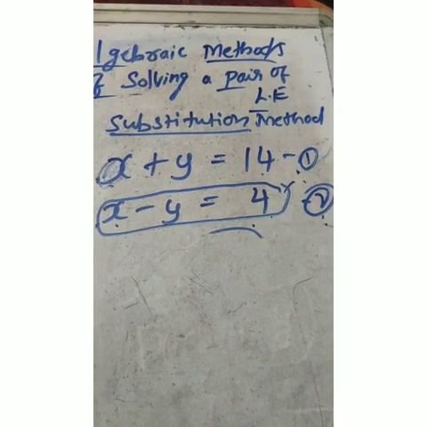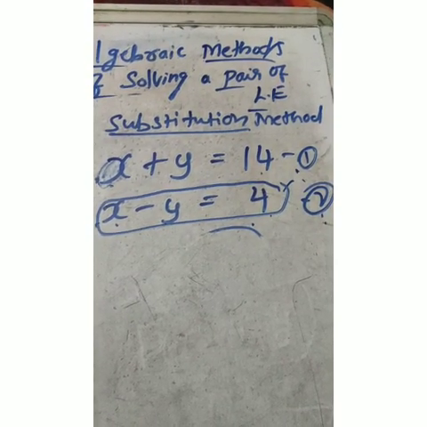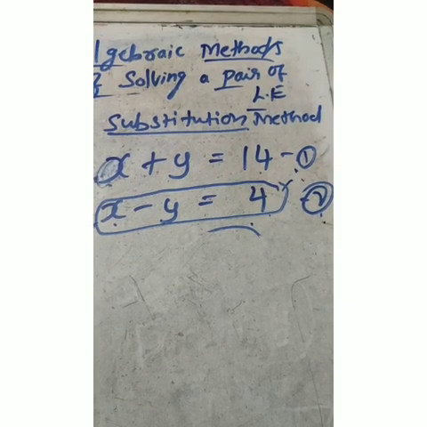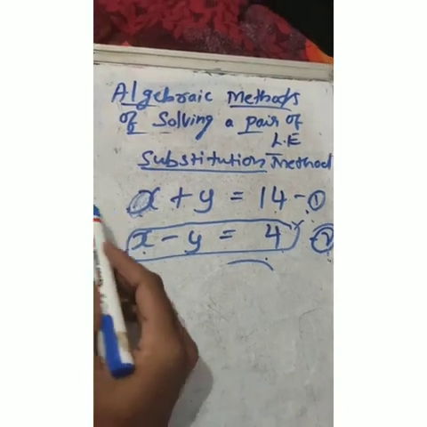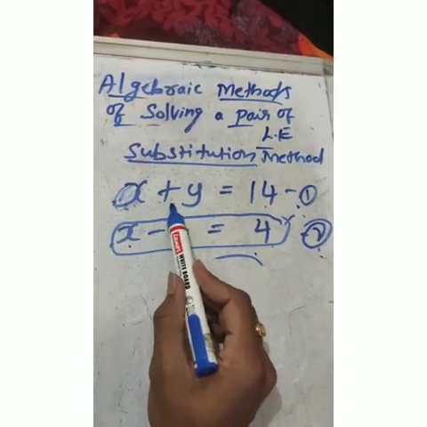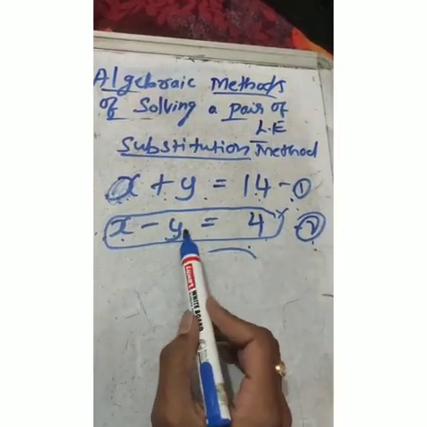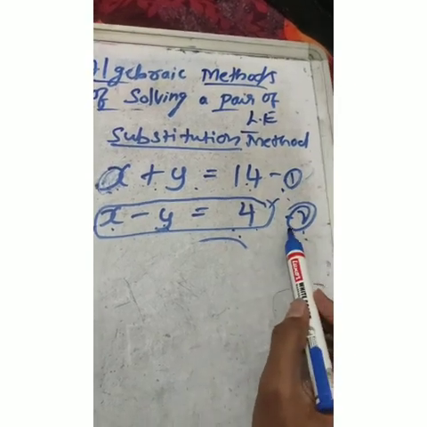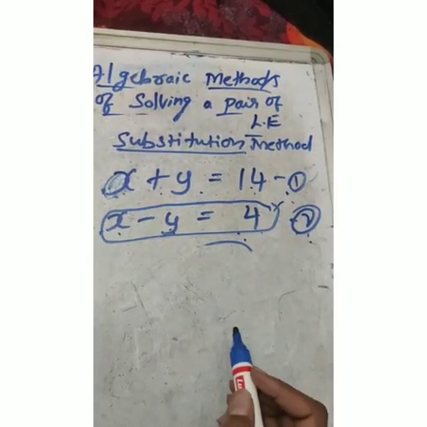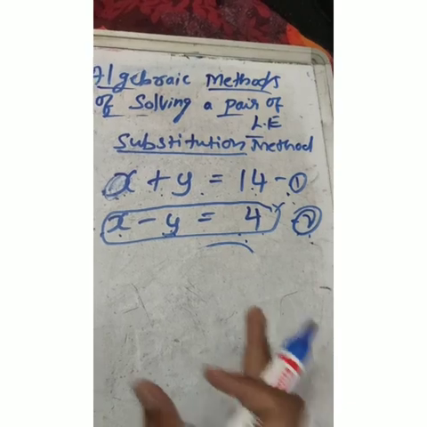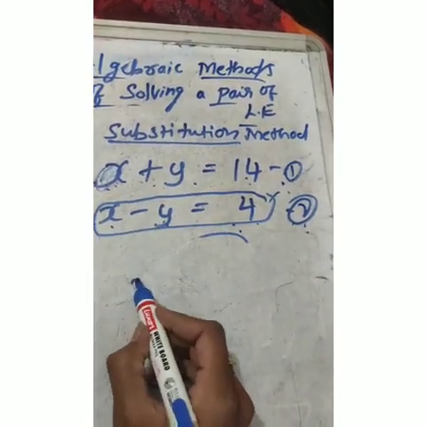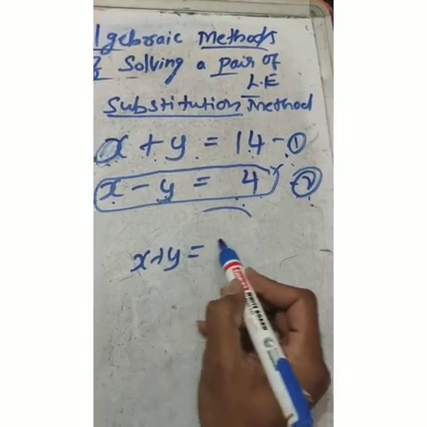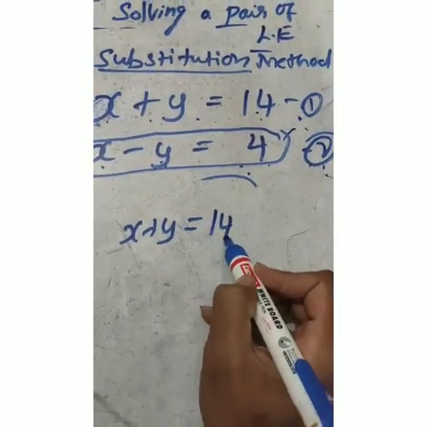In the examination, they ask like this: find the value of x and y, or solve by using the substitution method. We have one question: x plus y is equal to 14, x minus y is equal to 4. This is the first equation, this is the second equation. Substitution method means you take either the first equation or the second equation. Here I take the first equation. What we have: x plus y is equal to 14.